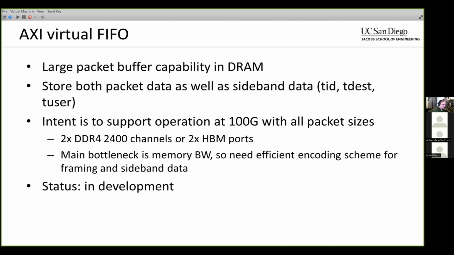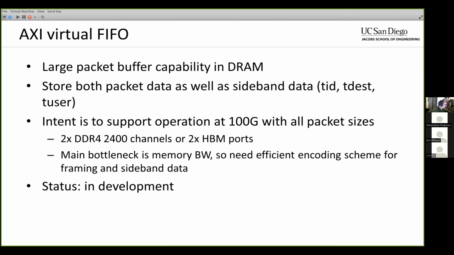They usually don't store things like the TID, TDEST, TUSER fields. So that's a bit of a limitation of the existing ones. What I'm looking at is how to build an AXI virtual FIFO that can store all this metadata and framing information, and do so efficiently enough that we can hit line rate, 100 gig, through this thing for all packet sizes.